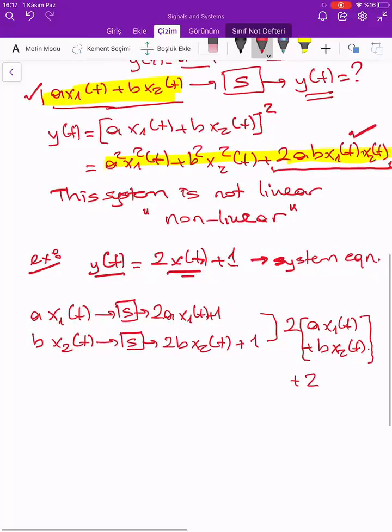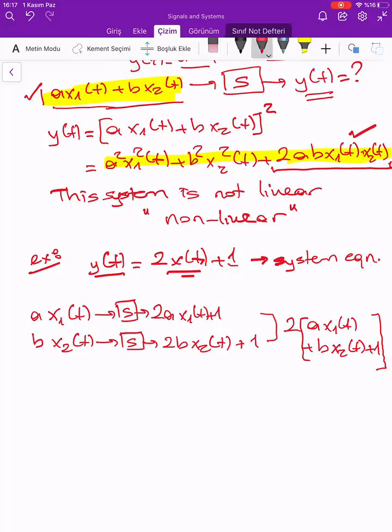Or we might say, instead of this, we might say this, right? So I may add 1 here and then close the parentheses and get rid of this one. So 2a, 2b plus 2, right? If I add these things like that.